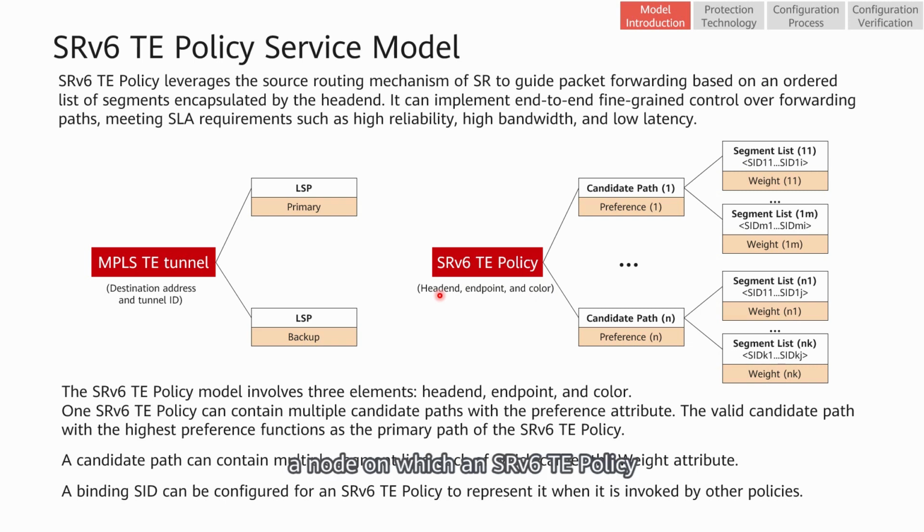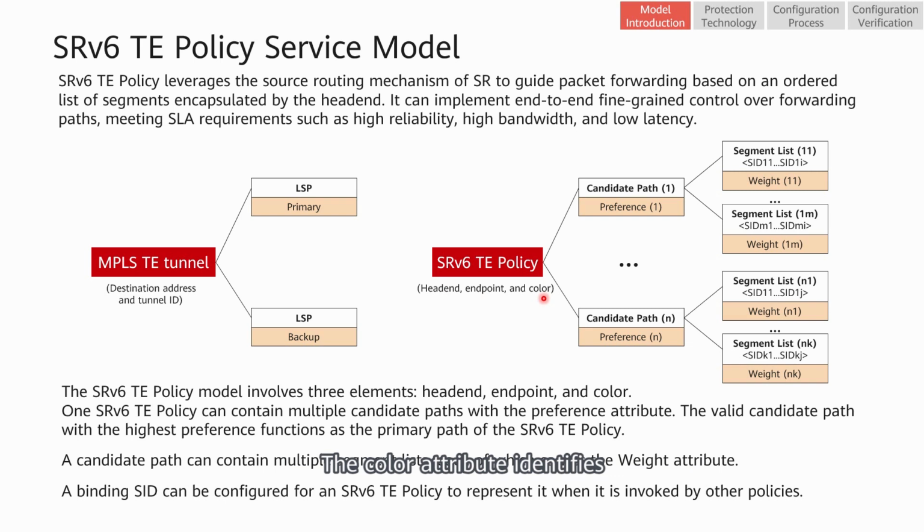For example, a node on which an SRv6 TE policy is configured is called the head-end. If a controller delivers an SRv6 TE policy to a forwarder, the forwarder is also considered the head-end. As such, the head-end is implicit and does not need to be explicitly configured or specified. Another element is endpoint, which refers to the destination address of an SRv6 TE policy. The third element is color, which helps to implement refined traffic steering.